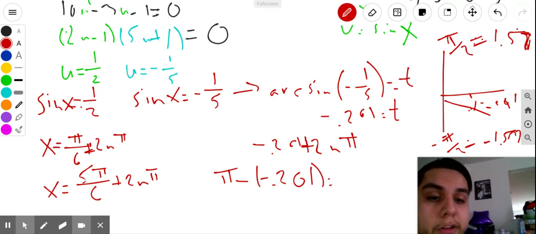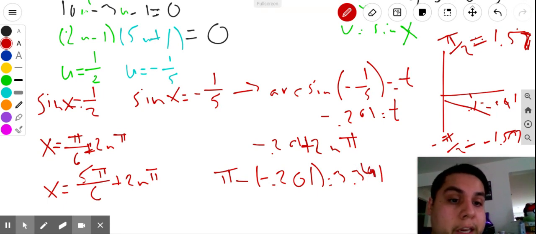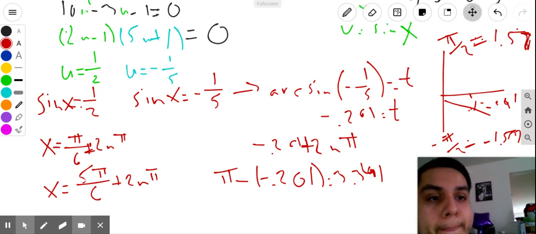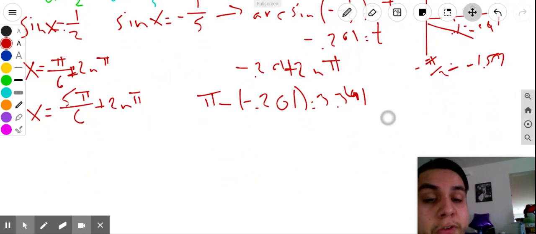Type that in the calculator. You should get 3.341. And if that looks like a 9 to you, then you didn't type it in the calculator. I don't know what to tell you. Sorry, it's just super annoying right now.